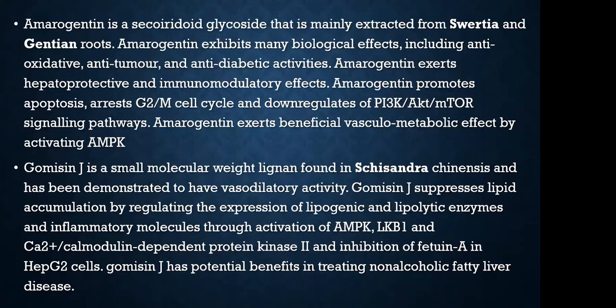Then you have amarogentin, which can be isolated from Swertia or gentian roots, a very bitter herb that's used a lot to stimulate appetite and also liver and digestive function. Amarogentin exhibits many biological effects, including antioxidative, anti-tumor, and anti-diabetic activities. Amarogentin exerts hepatoprotective and immunomodulatory effects. Amarogentin promotes apoptosis and arrests the G2/M cell cycle.